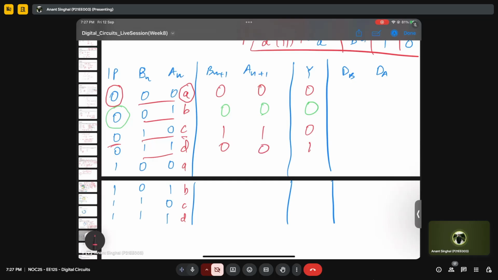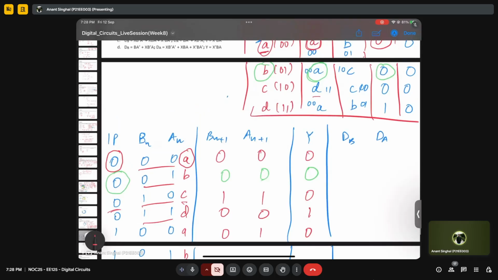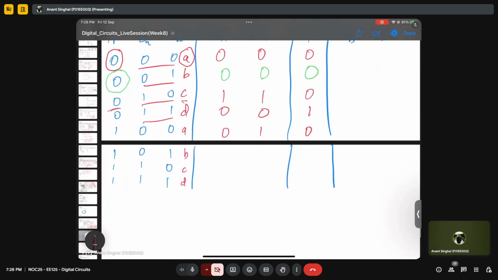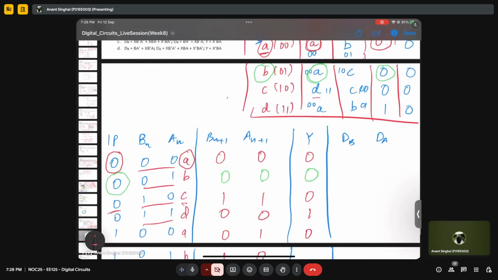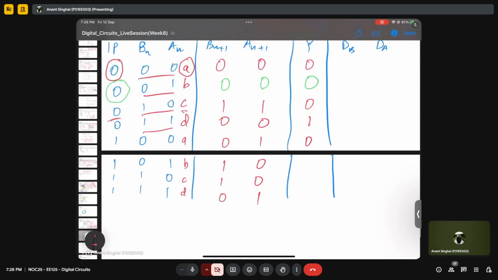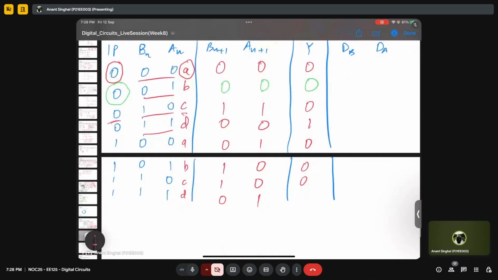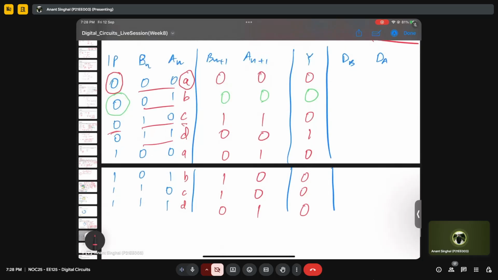So A, when the input is 1, goes to B, which is 0, 1. The output is 0. B goes to C, yeah, C, okay. So it should be C, D goes to B, which is 0, 1, and the output is 0, 0, 1. 0, D goes to, yeah, output is 0. So once you solve this, you will get this thing.